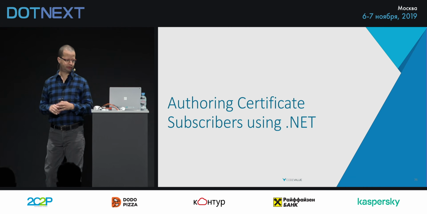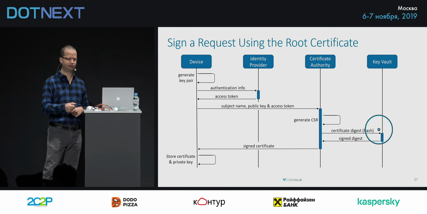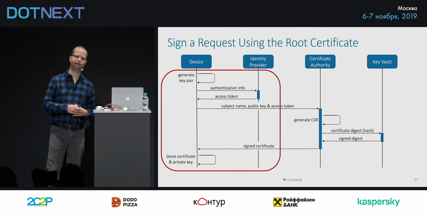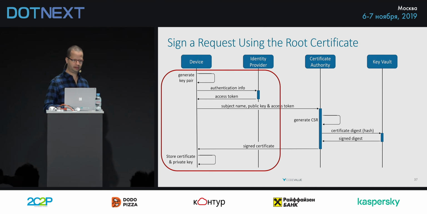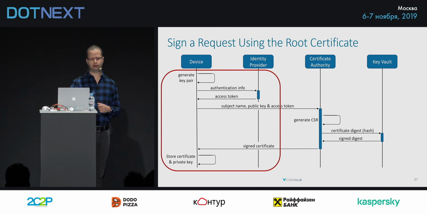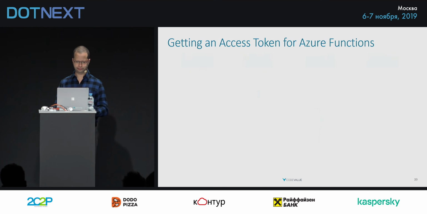So how do we use it? At first we focused on this part. Now we're going to focus on the device side of things. We want to generate a key pair, authenticate, send the request to the CA, get the certificate back, and store it. How does it work?